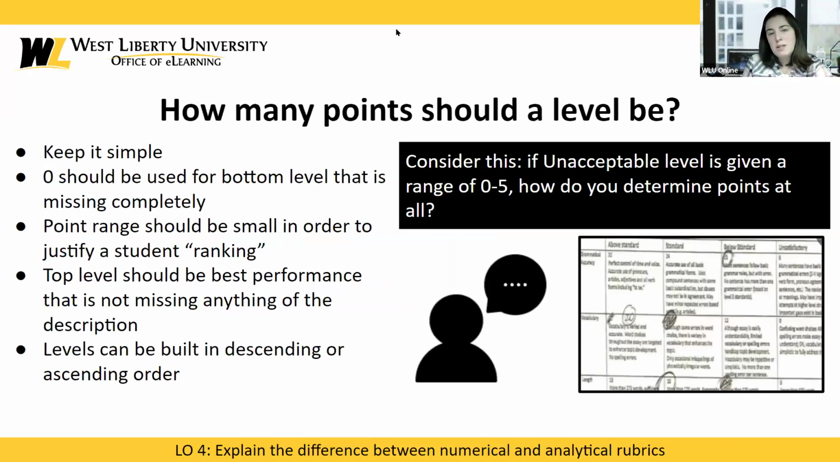And so when you determine how many points a level should be, it's easy to keep it simple. If you have a range, you need to kind of think about what would be in that range. So if you have something 0 to 5, what would be a 1 versus a 4? It gets harder to do a range when it gets bigger, because when you're writing those descriptors, it's harder to distinguish between the 1 and the 4 if that's all unsatisfactory versus what something would be above standard. So if you keep the points range small, like 1 to 2, and the differences, it makes it very clear on what you're looking for in that criteria.